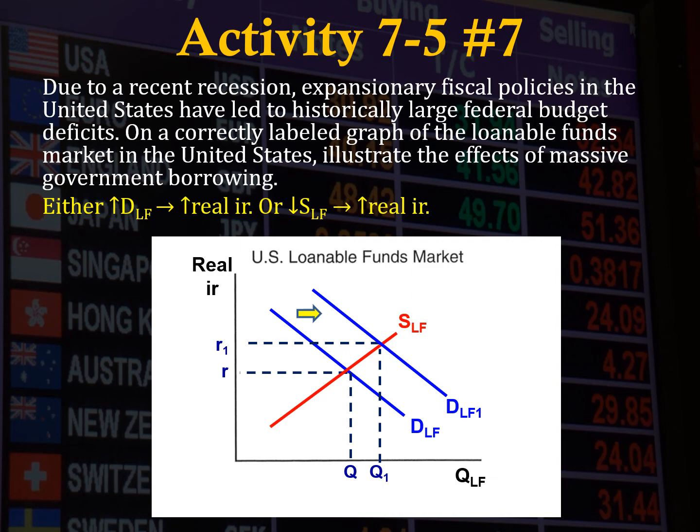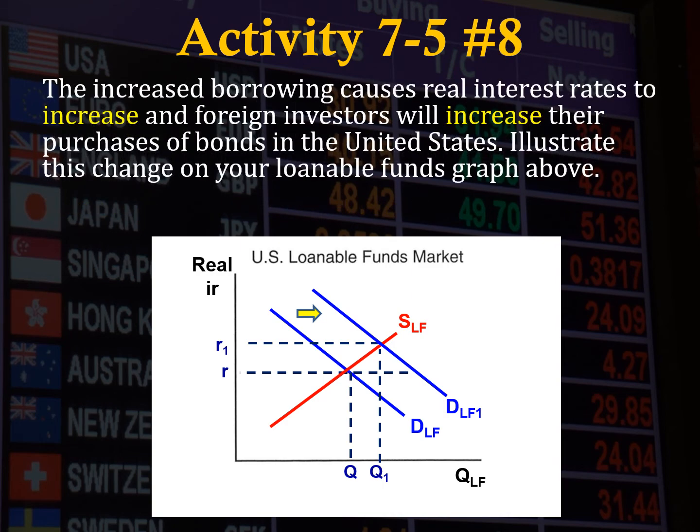increased government borrowing. Number 8, the increased borrowing caused real interest rates to increase and foreign investors will increase their purchases of bonds in the U.S. Illustrate this change on your loanable funds graph above.